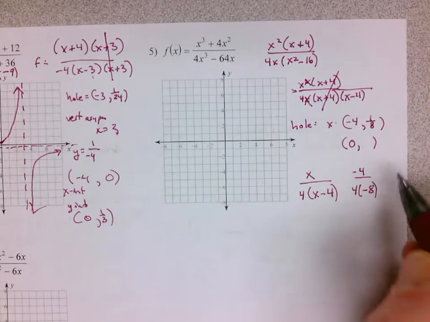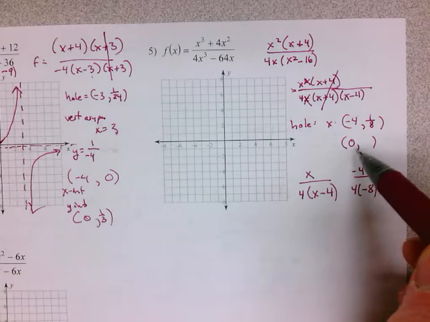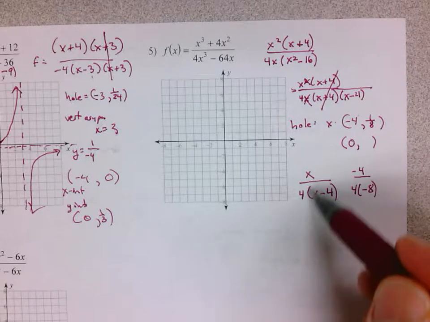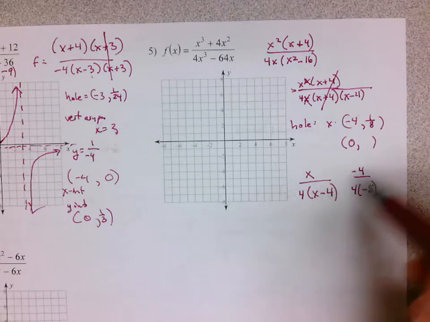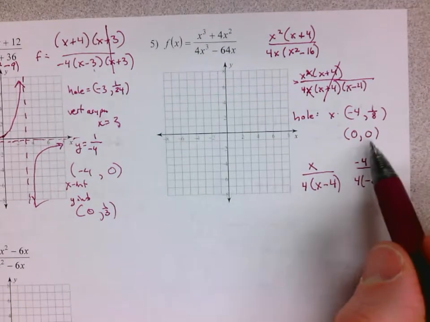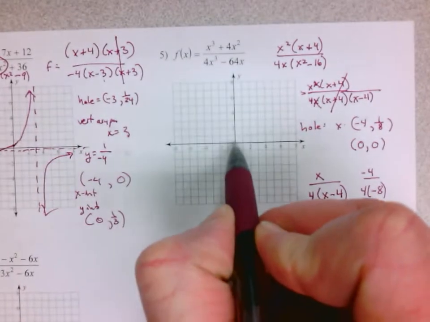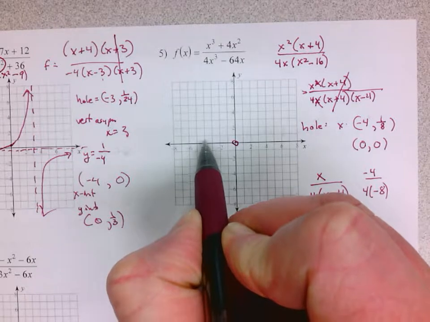If I were going to plug in 0 here, then I get 0 over, doesn't matter because 0, 0. All right, so I still have a little question about that one. We'll come back and check it out. I have an open circle there, -4, 1/8. There's an open circle there.